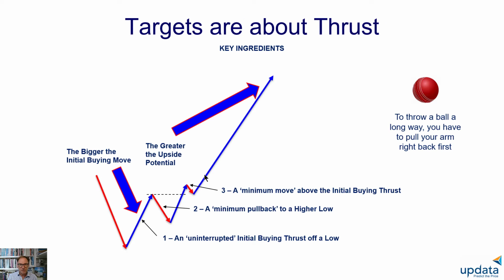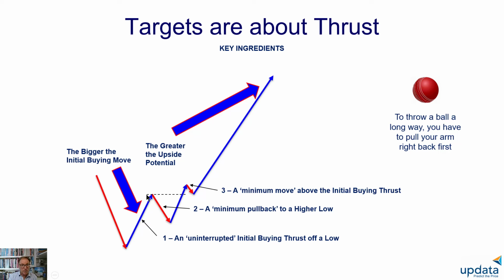Targets are about thrust. I've got a cricket ball here, and basically what you imagine is if you want to throw this cricket ball, if you're on say at the outfield and you want to throw this cricket ball all the way to the wicket keeper, you need to pull your arm all the way back, and the further you pull your arm back, the further that ball is going to go. Could be a baseball if you're in America. If you're a cricket fan, then you'll understand the concept that the more thrust you give it before it leaves your hand, the further it's going to go. And so that's the idea here.